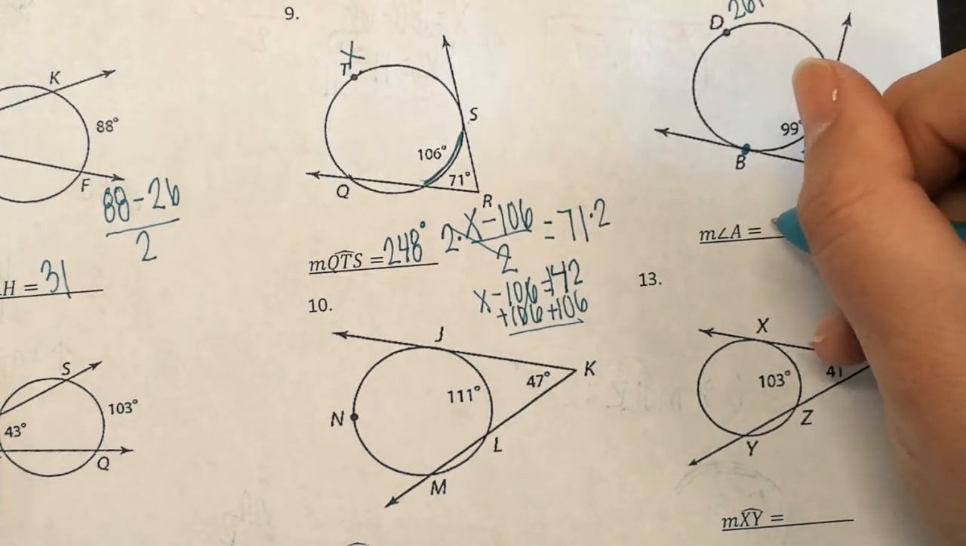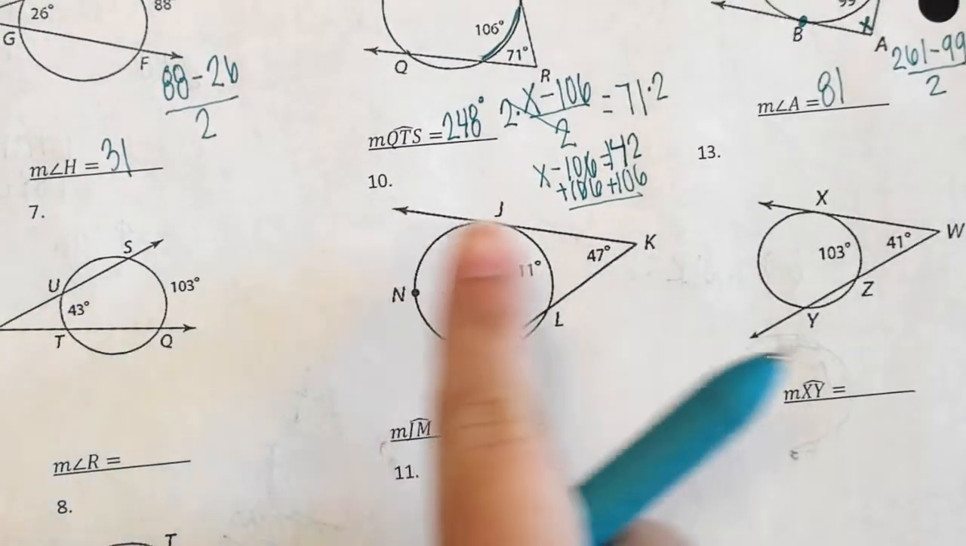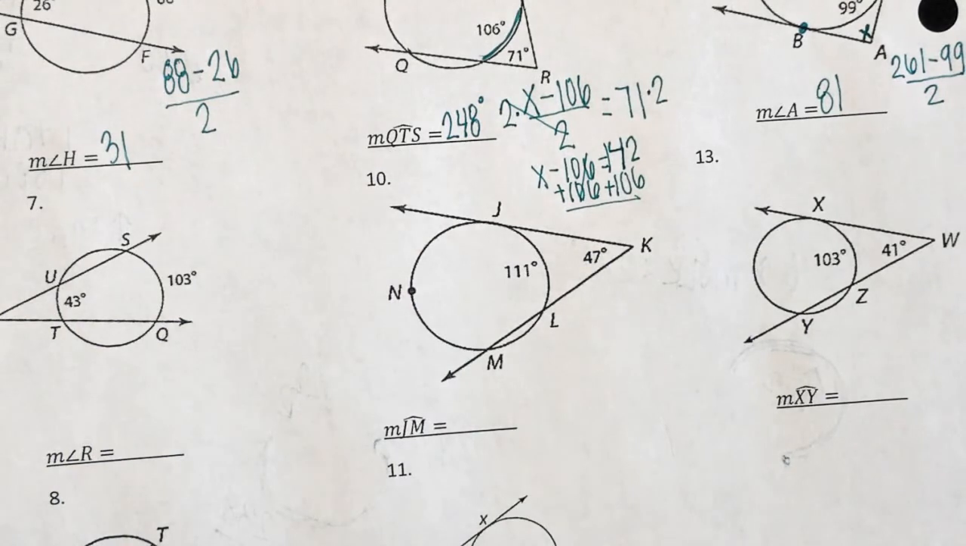Can you try 7, 10, and 13? So just the next row. Try those 3 for me.